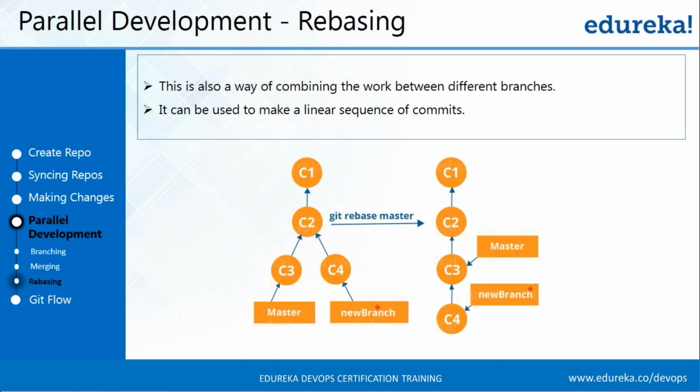Now, what rebasing means, if you see the workflow diagram here, is that you've got your master branch and your new branch. When you're rebasing, instead of creating a merge commit which will have two parent commits, rebasing actually places the entire commit history of your branch onto the tip of the master.